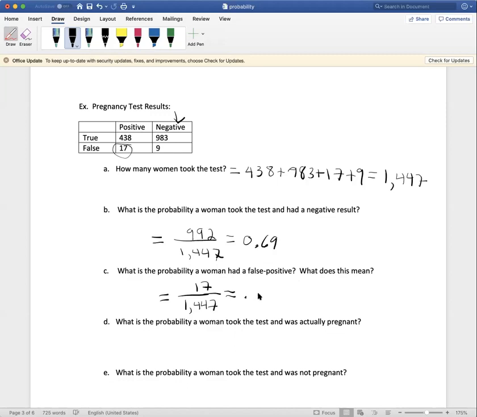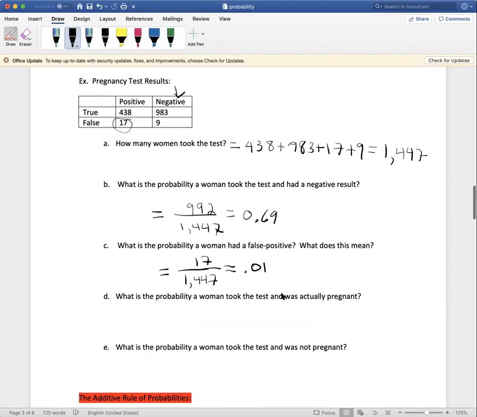0.011 or 0.01. So this information is telling us that about 1% of the women had a false positive, which means that the test came out positive, but they weren't really pregnant. So in that case, the test is incorrect. We have a false positive rate of 1%, where the results came out positive, but they weren't really pregnant.